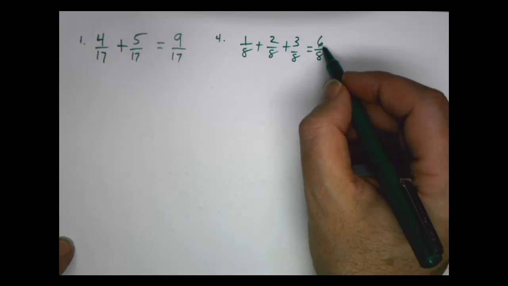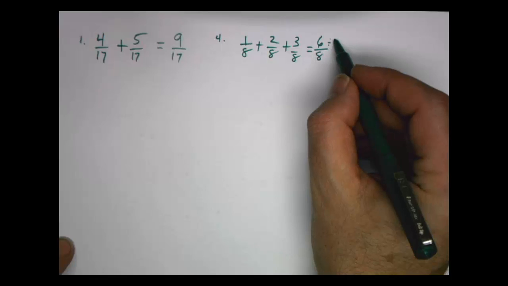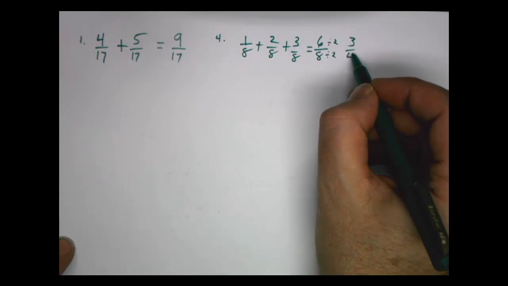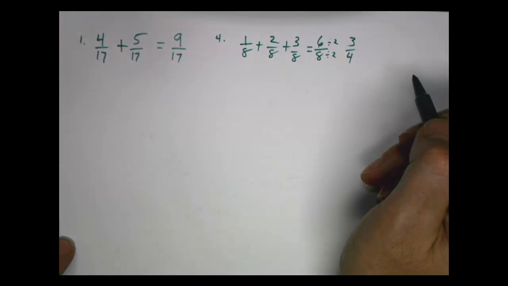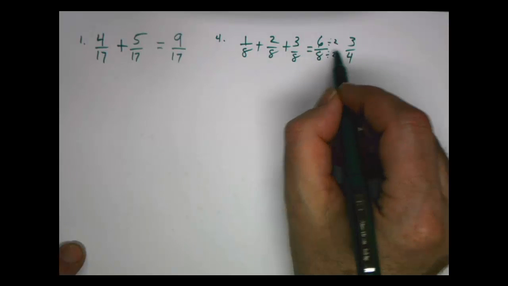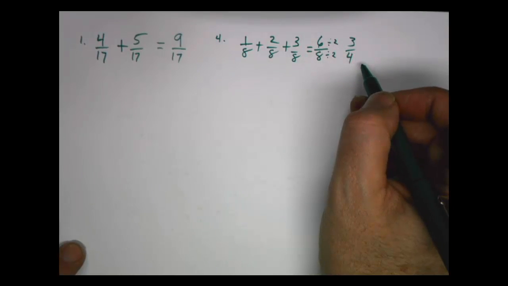Well, now we do need to reduce because they're both even, so I know that 2 goes in. So we're going to divide the top by 2. If we do it to the top, we do it to the bottom. And that simplifies then to 3/4. So that's always going to be your check: common denominators, add them up, reduce or simplify if needed.